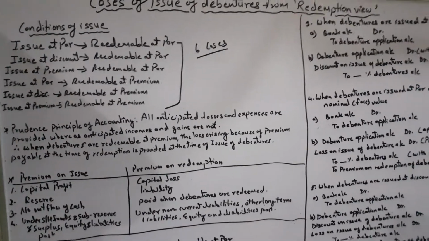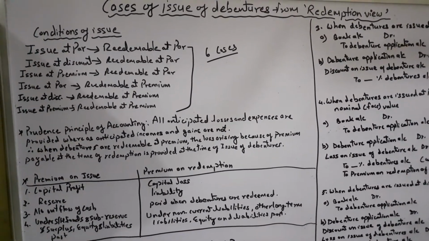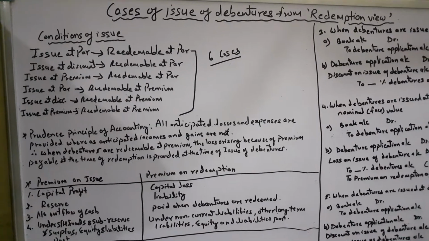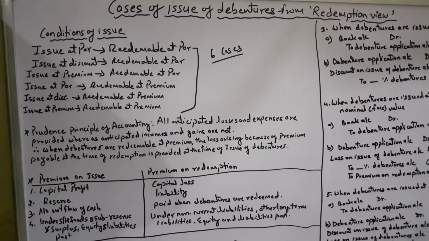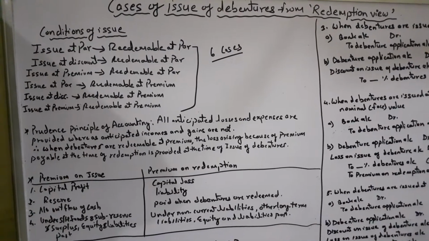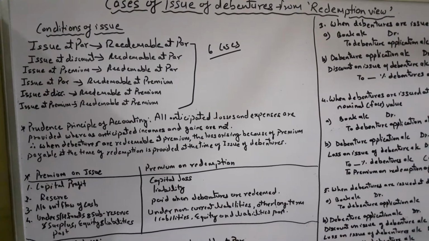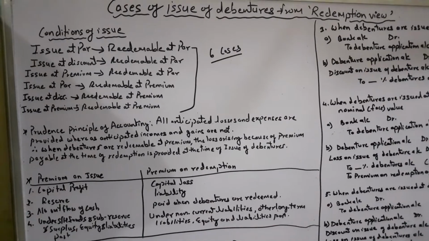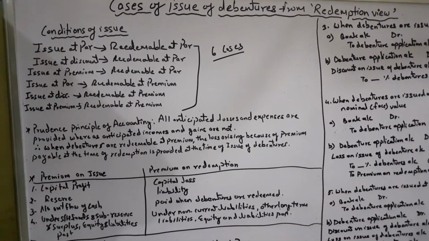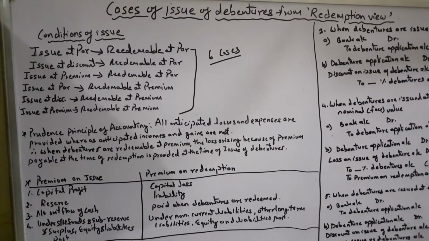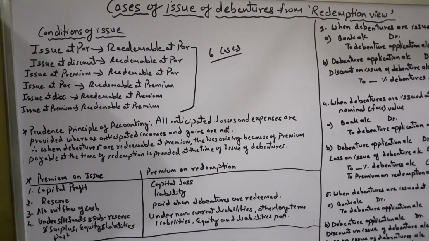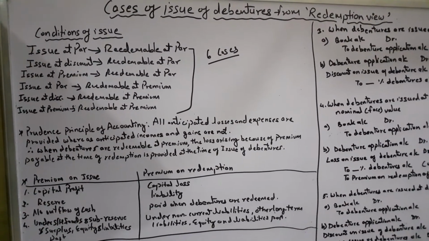There are six cases. Debentures issued at par, redeemable at par. Issued at discount, redeemable at par. Issued at premium, redeemable at par. Again, issued at par, redeemable at premium. Issued at discount, redeemable at premium, and issued at premium, redeemable at premium. So these are the six cases which we have to deal with.